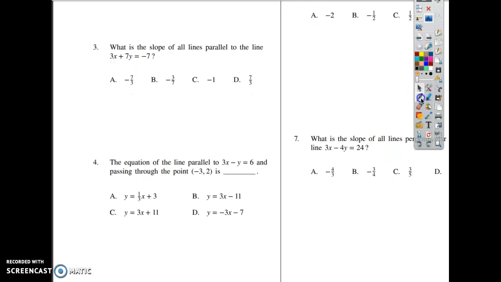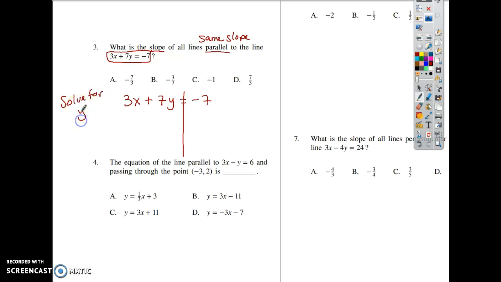On number 3, you would have to solve for y first because this equation is not ready. And it's asking for the slope of a line parallel. So we're looking for the same slope. So what you would have to do on this one is solve for y for tomorrow. So what's the first step? You move the 3x over and you change the sign. What's the second step? Divide everything by that 7 that's in front of the y so it can cancel. That leaves you with y equals.